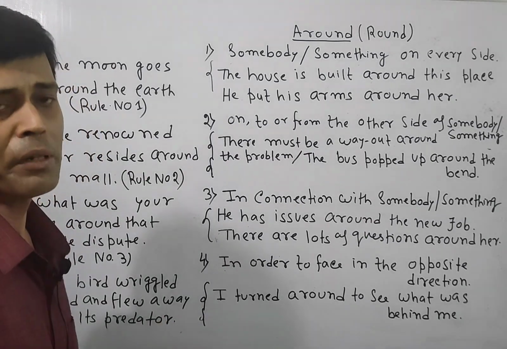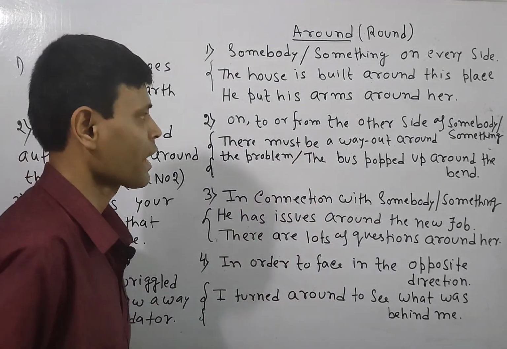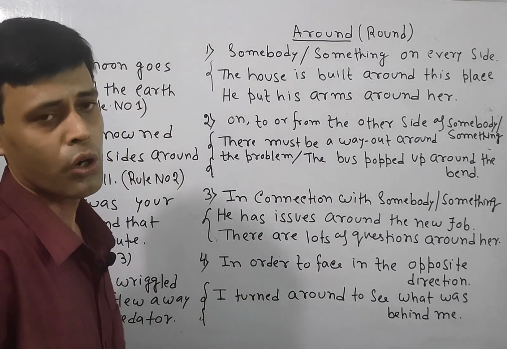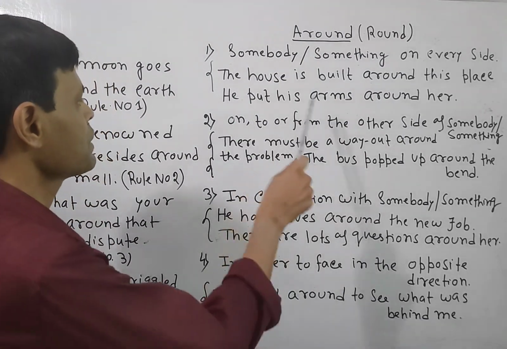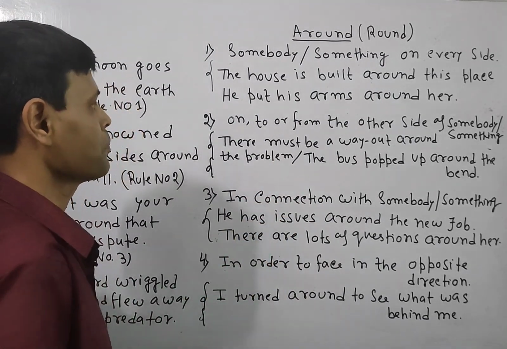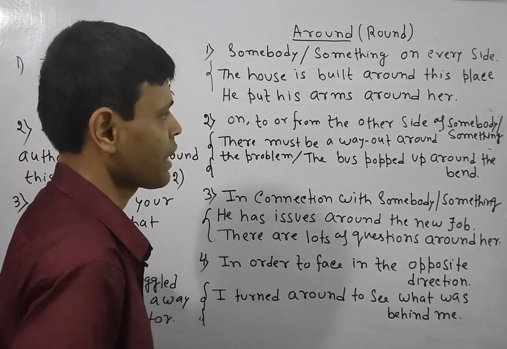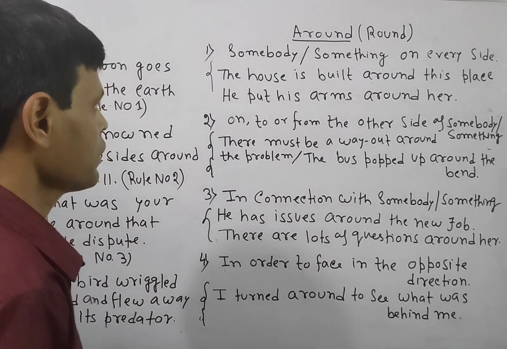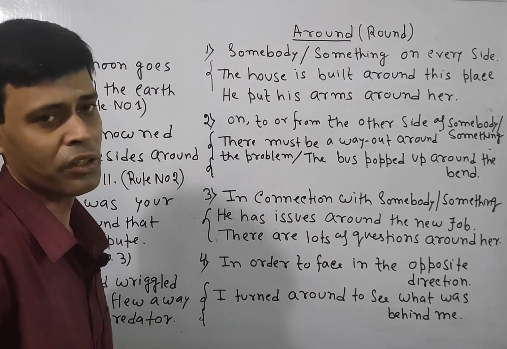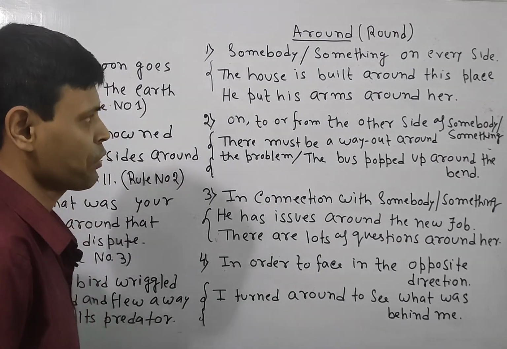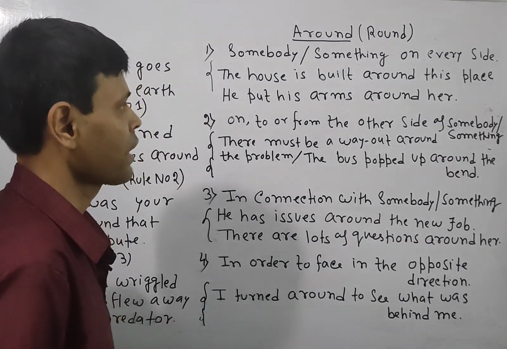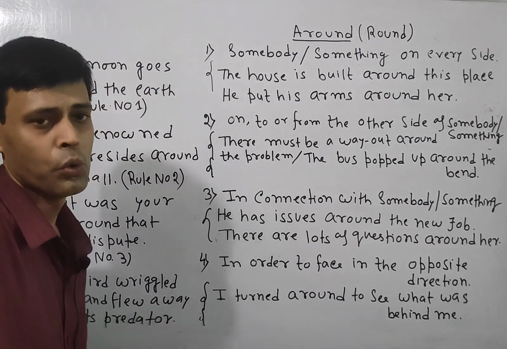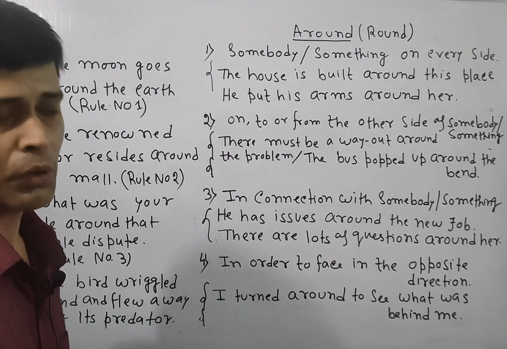So what is the internal meaning of it? The house is built around this place means the house is built on all sides of the place, or he put his arms around her means he put his arms on every side of her. So it is all about this. Whenever we are going to mean something like somebody or something on every side or on all sides, we can use the preposition around.